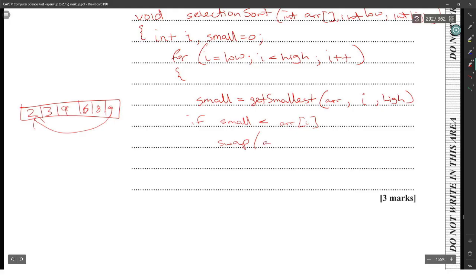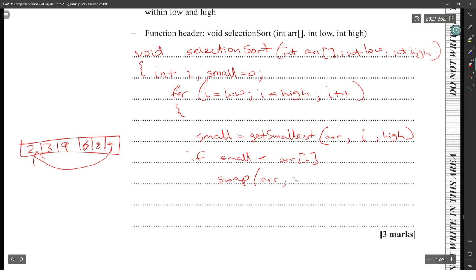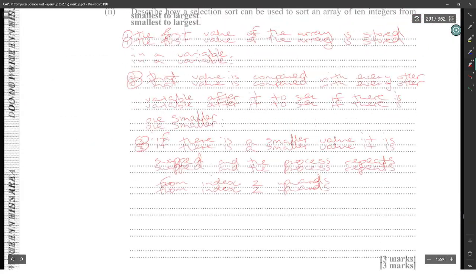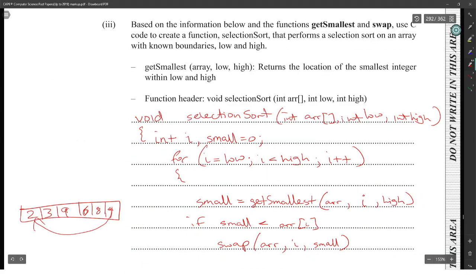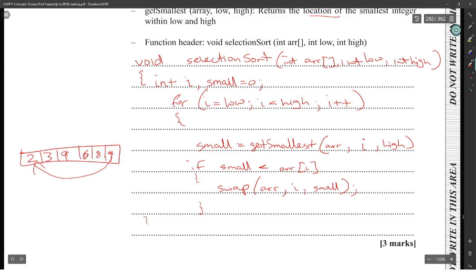Then I do the swap. I'll swap any value that's in the array, ARR, and the 2 locations. So I swap in I or small, return in the location. Get smallest returns the location here. So I swap in the 2 locations. Yeah, that's it. That's plenty for 3 marks.